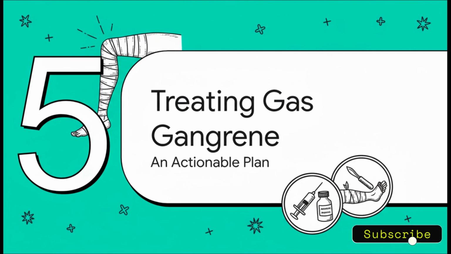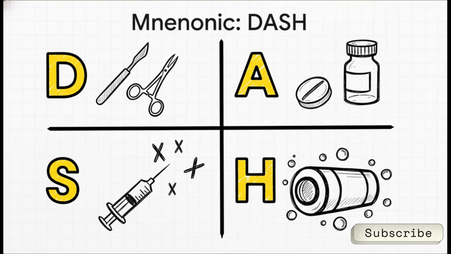All right, last section, and it's the most important one. We've done our detective work in the lab. Now, what's the actionable plan to save our patient's life? How do we treat this? To make this really easy to remember for your exams, just think of the word DASH. D is for debridement. This is, without a doubt, the single most important step.